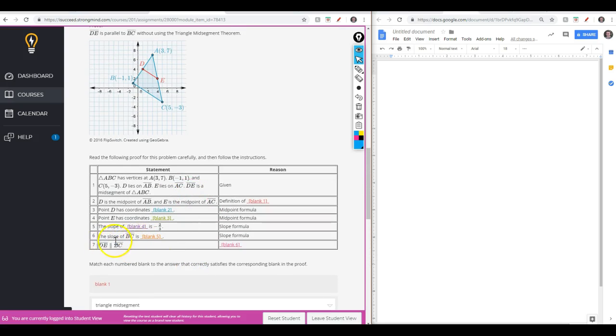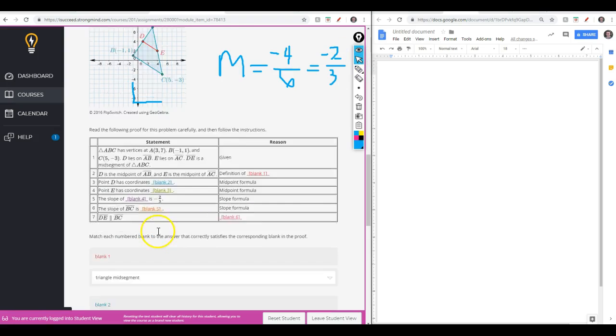Blank 5, the slope of segment BC is blank. Well, we can figure out what the slope is from B to C. We're going to count how far down. So it went down 1, 2, 3, 4, down 4. Since it went down, it's negative, and over 1, 2, 3, 4, 5, 6. So -4/6 reduces down to -2/3. So the slope of it is -2/3.